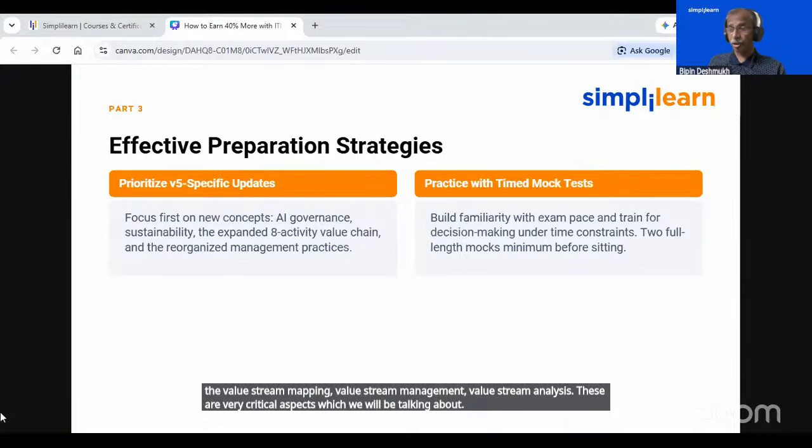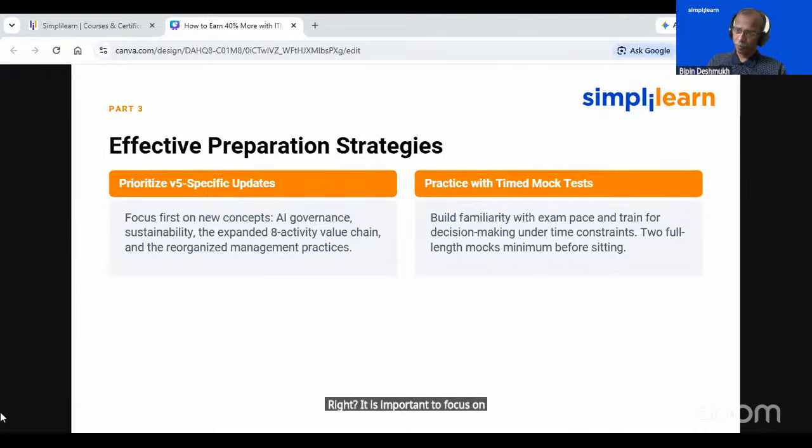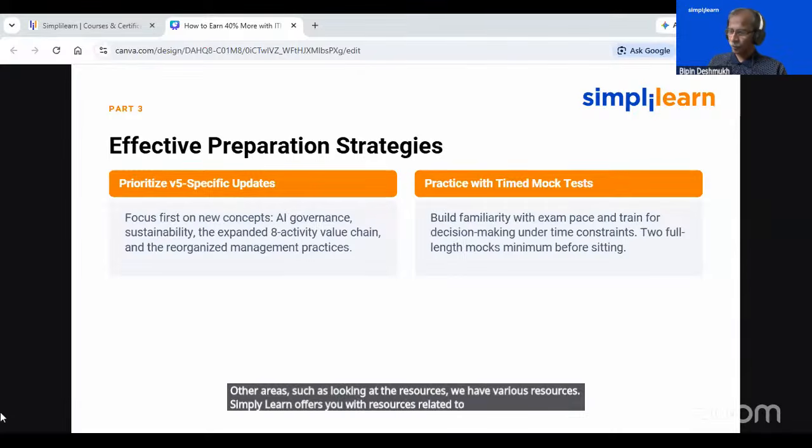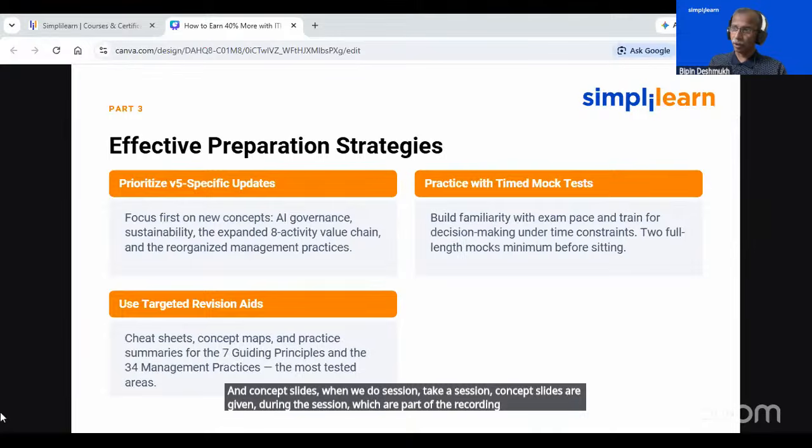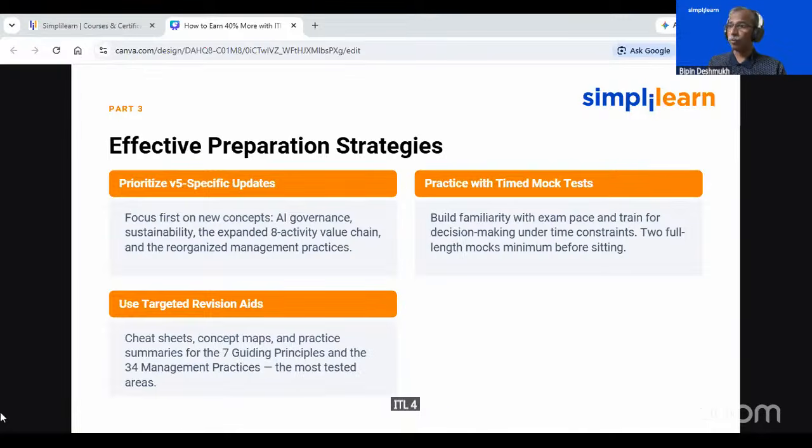And once this theory is completed, it is important to focus on other areas such as looking at the resources. We have various resources. Simplilearn offers you resources related to self-learning videos, courseware, sessions, then recordings, and concept slides. When we take a session, concept slides are given during the session, which are part of the recording. And once you register with PeopleCert, you get access to the ITIL Foundation version 5 manual from PeopleCert.